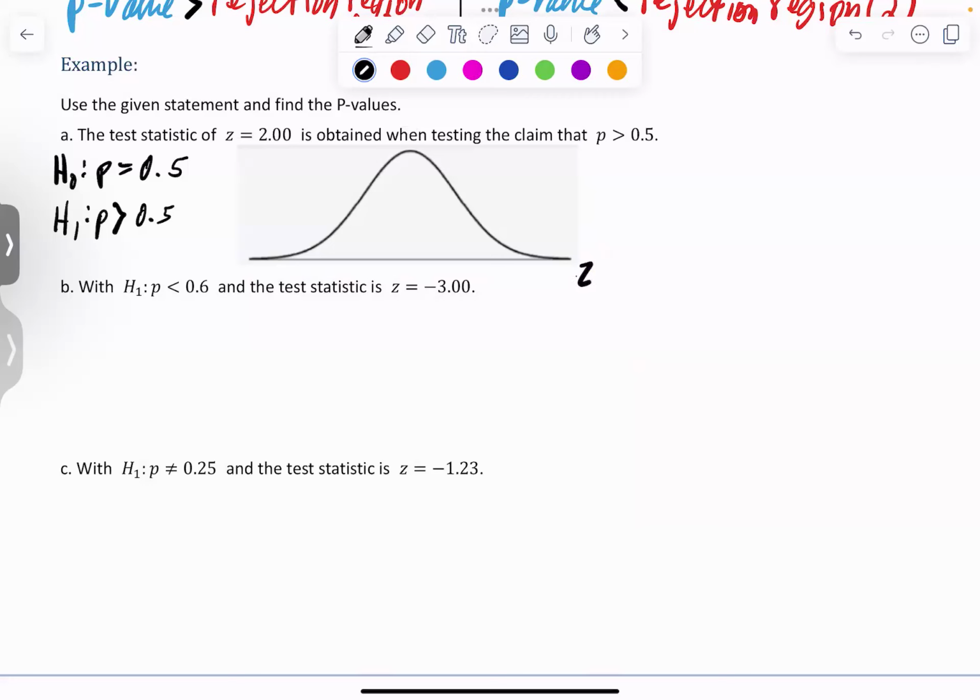This is it. They say it's Z. There's 0 here. And they say the test statistic is 2. That's way over here. That's really far away. And because it's greater than, it's a right tail. So to find the area from 2 to infinity, I'm going to need to use normal CDF. We're starting at 2, and we're going on to infinity.